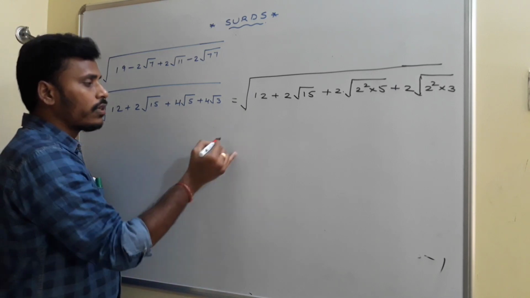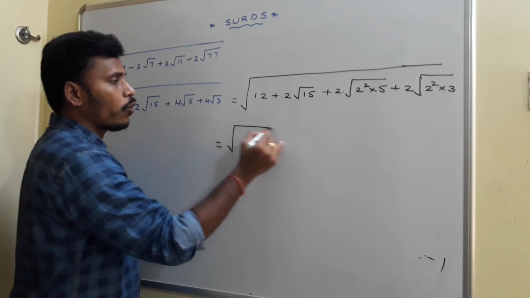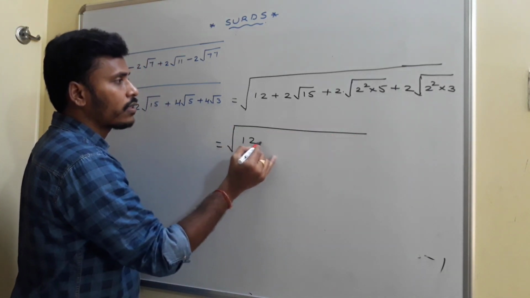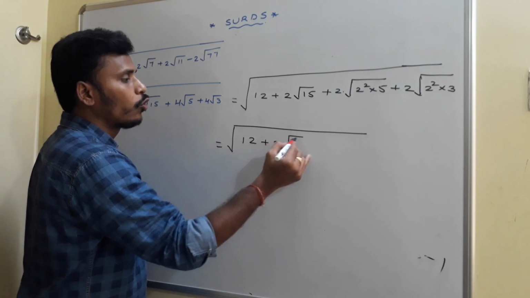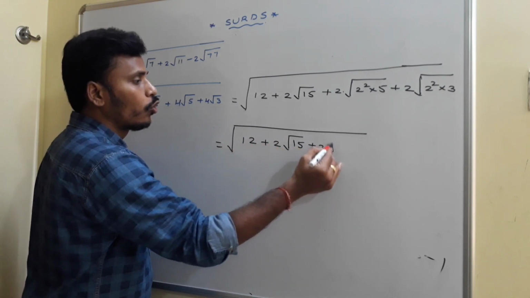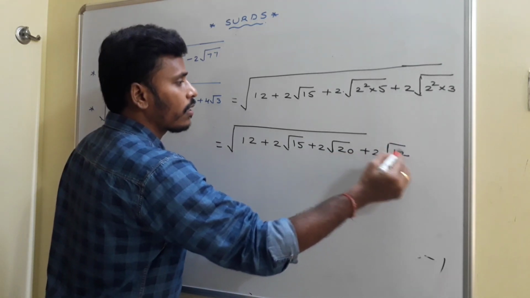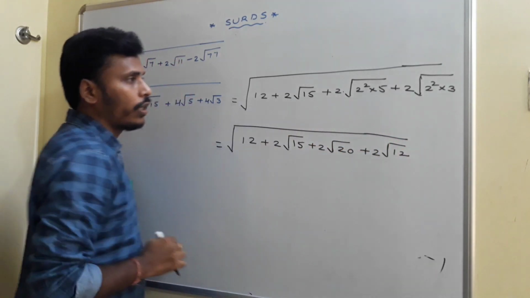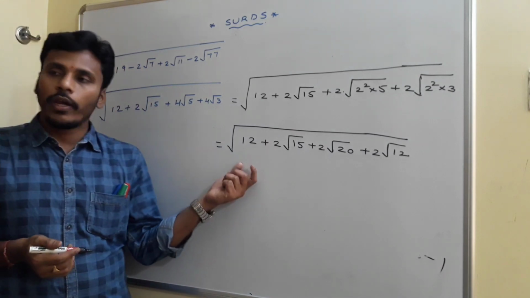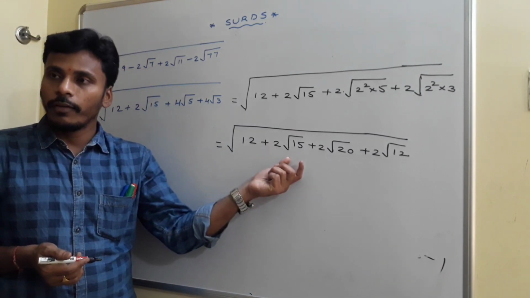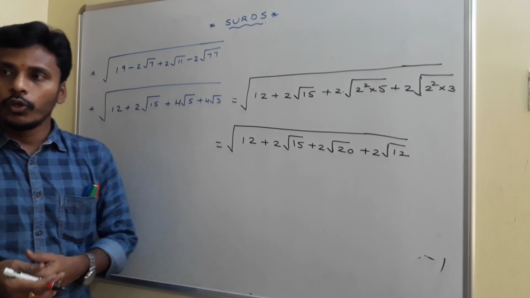So then to solve this, this is equals to square root of, you just write it like this, 12 plus 2 root 15 plus 2 root 20 plus 2 root 12. Is it clear? Just think about the numbers. 4 5s are 20, 4 3s are 12. So square root of 12 plus 2 root 15 plus 2 root 20 plus 2 root 12.